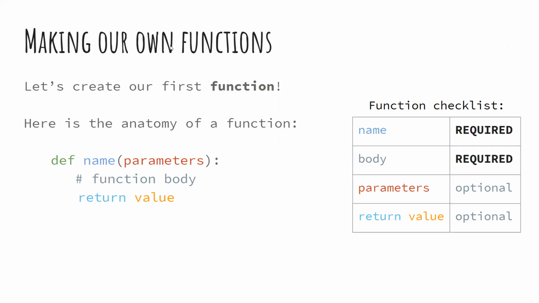So let's make our own functions. Here's the anatomy of a function. We type in def as usual, and then we type in the function name, and we have to include the parameters as well, the function body and a return value. These are the things required when you're creating the function. The name is required, the body is also required. Parameters are optional, return value is optional. You may want to return a value or you may not. The parameter works in the same way as well.